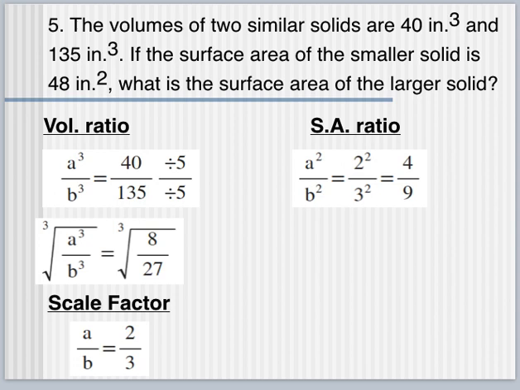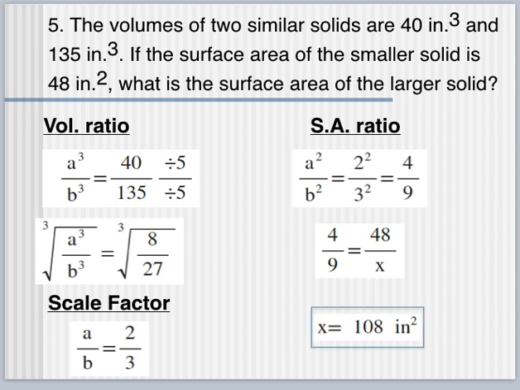Now, you know one of the actual surface areas. You know that the smaller solid has a surface area of 48. Since that's the smaller shape, you'd line up that 48 with the 4, the smaller of the two numbers in your ratio. And we don't know the larger shape, so we'll put an x in that part of the ratio. Now you can cross multiply and solve. Don't forget your units, surface area, so inches squared.